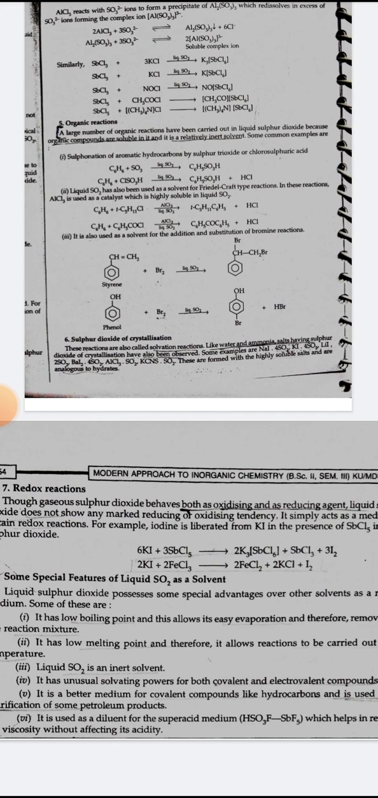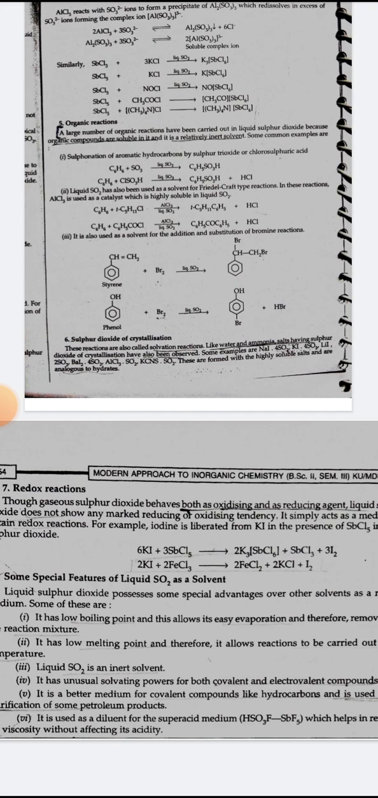Liquid SO2 has also been used as a solvent for Friedel-Crafts type reactions. In this reaction, AlCl3 is used as a catalyst, which is highly soluble in liquid SO2. C6H6 plus C5H11Cl to give C6H5C5H11 plus HCl. It is also used as a solvent for the addition and substitution of bromine reactions. Styrene plus Br2 in the presence of liquid SO2 gives the dibromide.